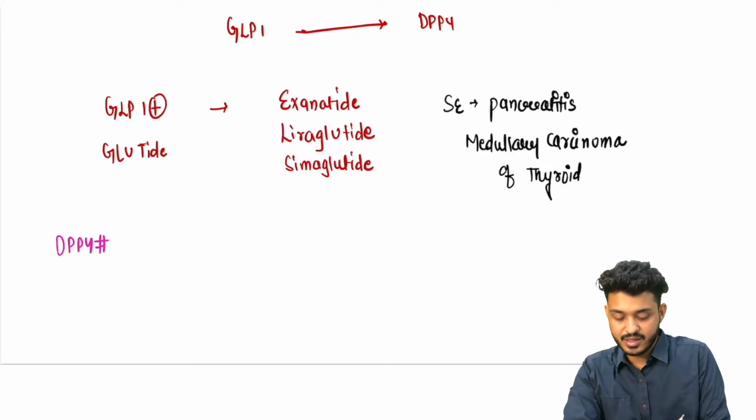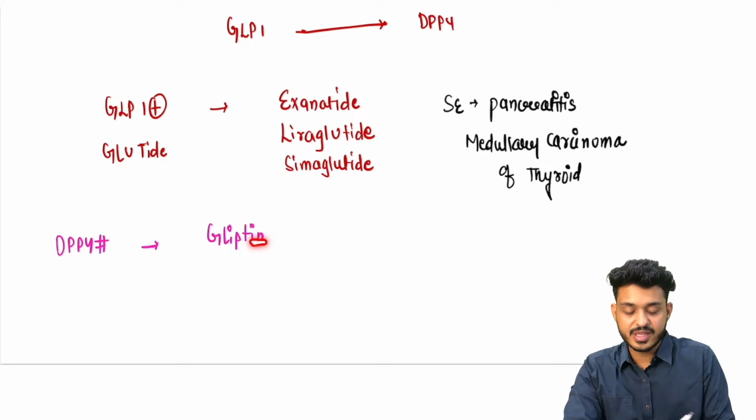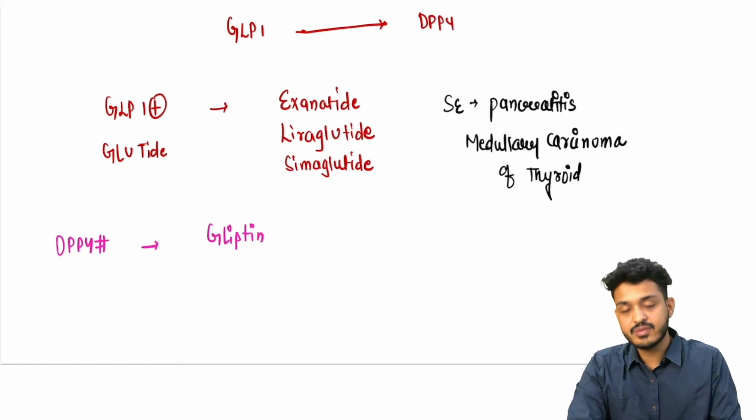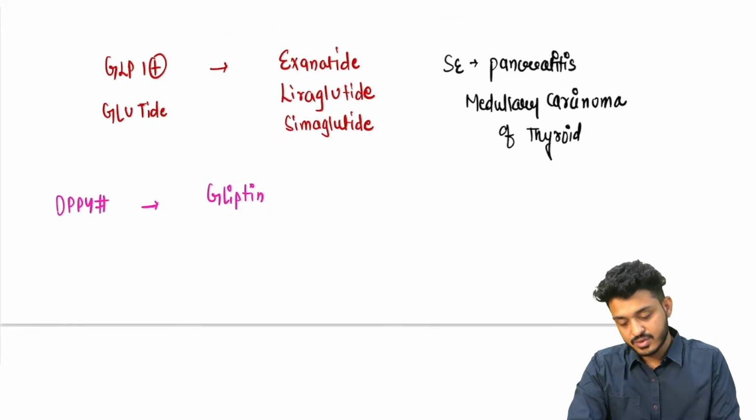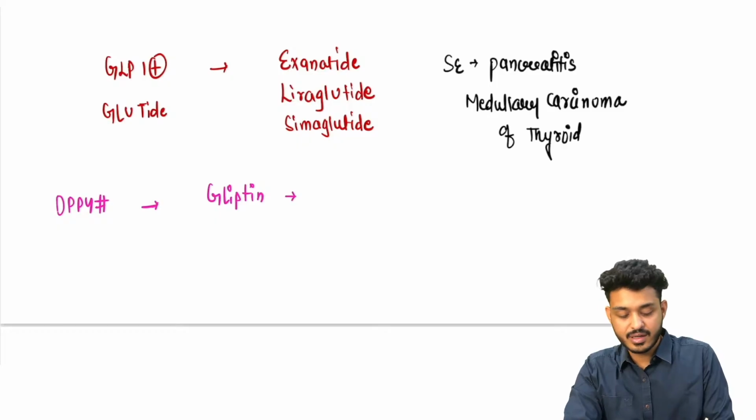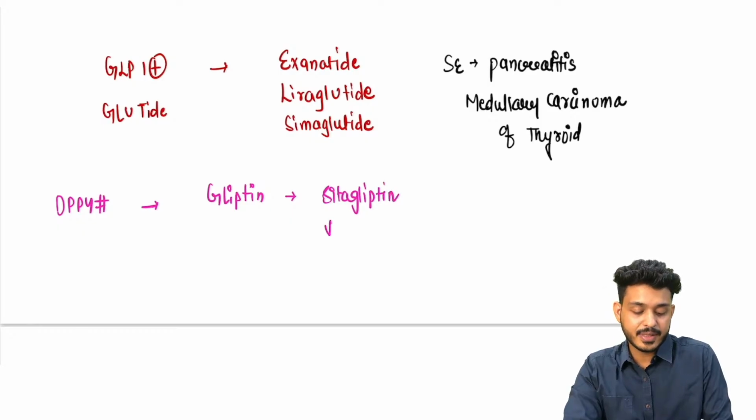DPP-4 inhibitors are the drugs known as gliptins. These are going to be the inhibitors, right? So this is what we are having: drugs like sitagliptin, and drugs like vildagliptin.